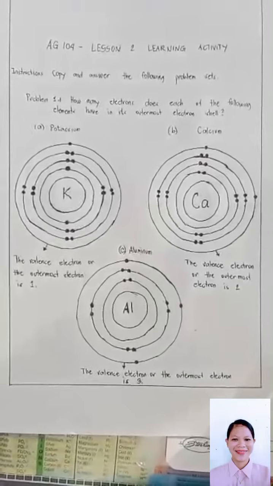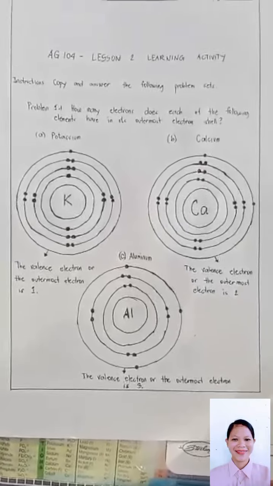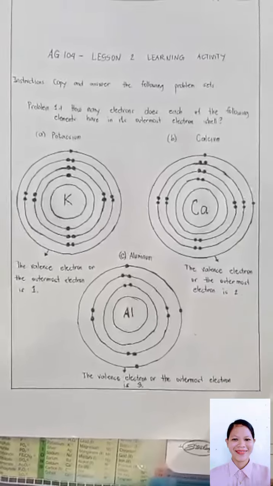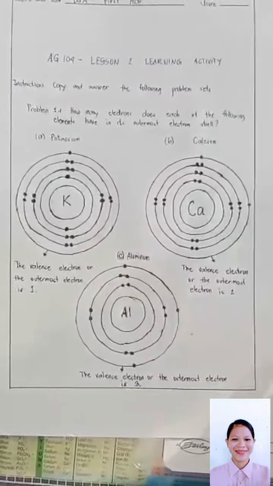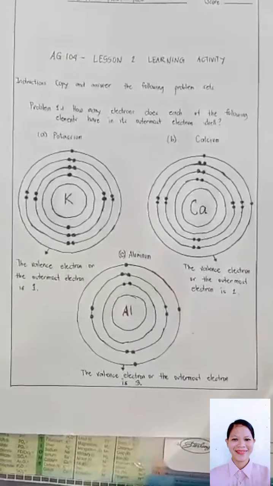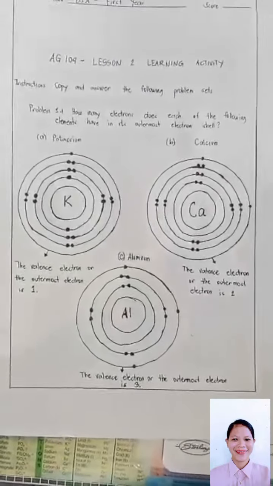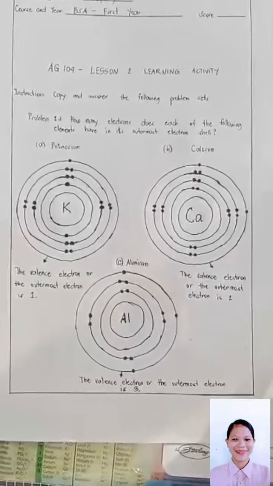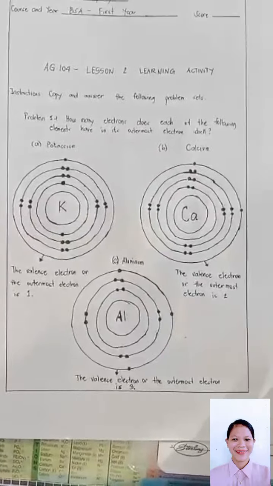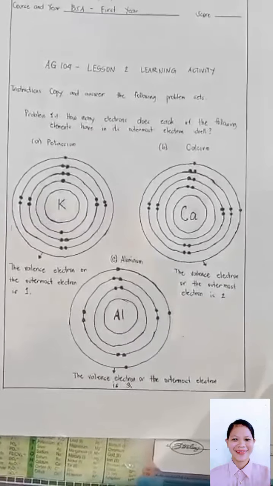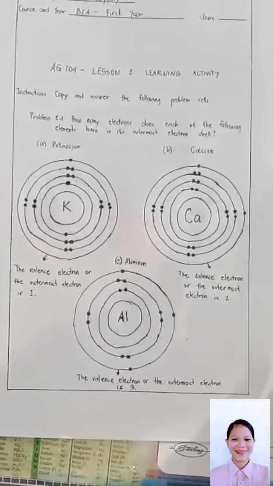AG 104 Lesson 2 Learning Activity Instructions. Copy and answer the following problem sets. Problem 1.1. How many electrons does each of the following elements have in its outermost electron shell? Namely, potassium, calcium, and aluminum.